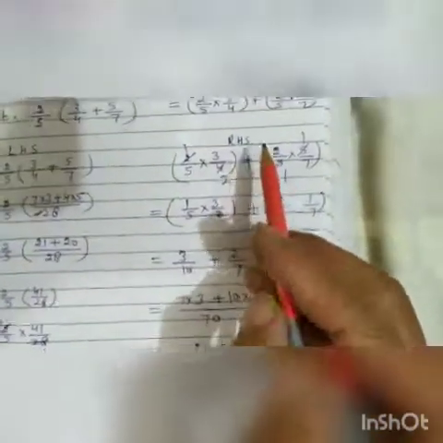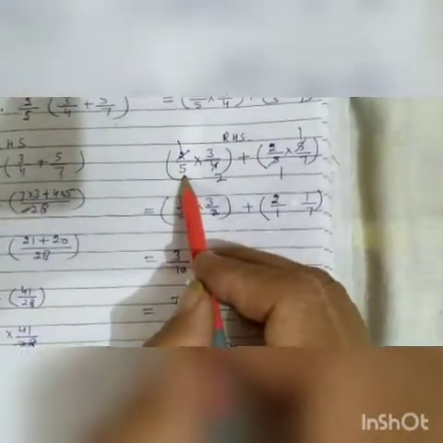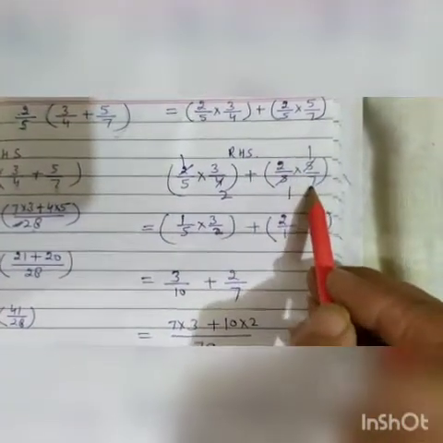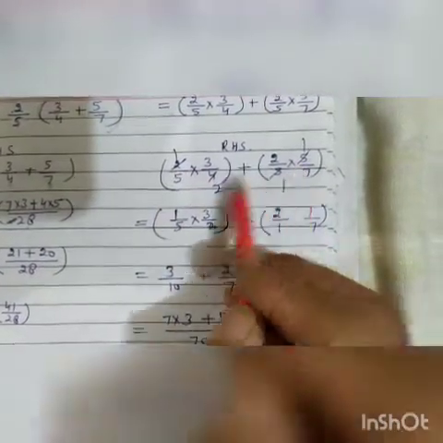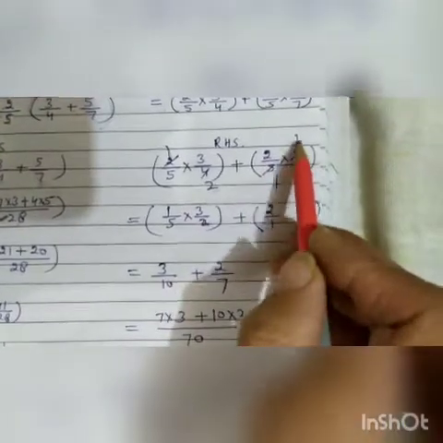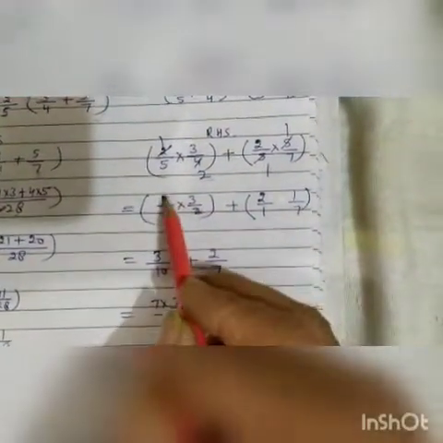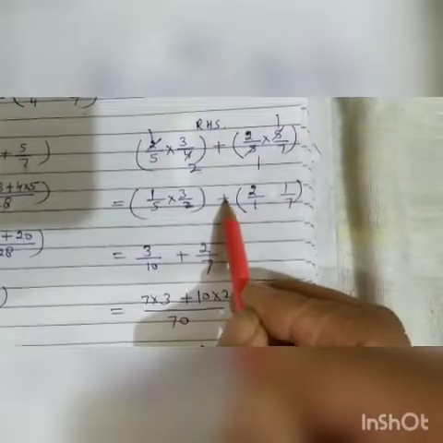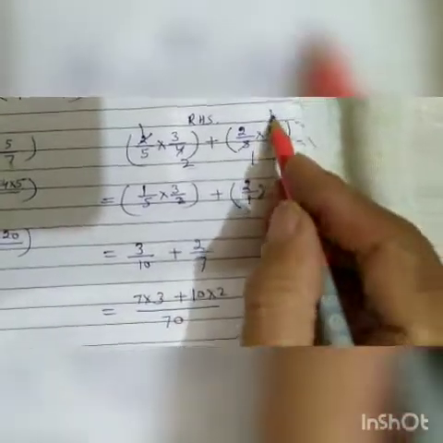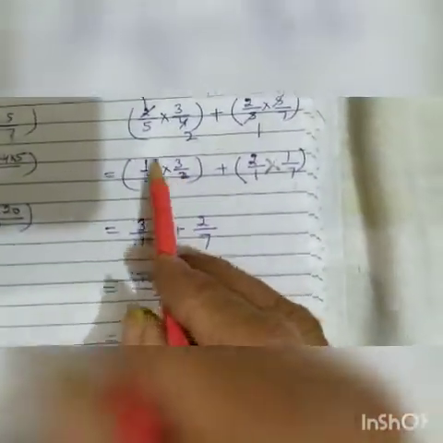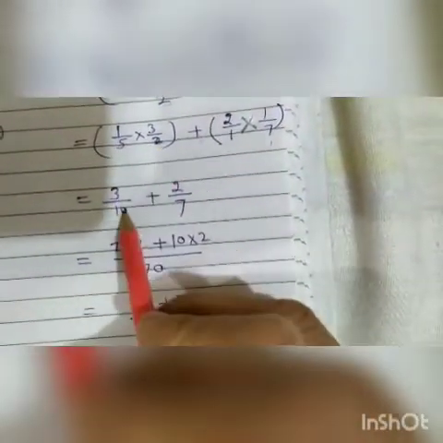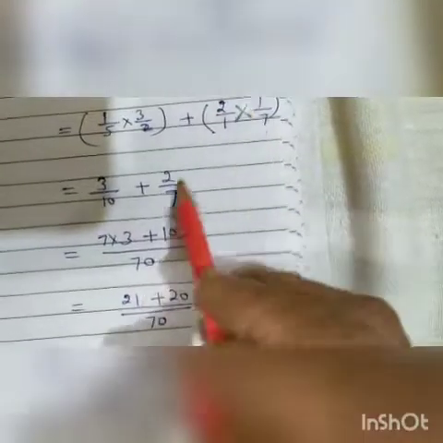Now come to the right hand side. In the right hand side, 2/5 multiply 3/4 plus 2/5 multiply 5/7. Here we can simplify in both the brackets. See, 2 ones are 2, 2 twos are 4, 5 ones are 5, 5 ones are 5. So this is 1/5 multiply 3/2 plus 2/1 multiply 1/7. Here no simplification is now possible. So multiply it: 3 ones are 3 upon 5 twos are 10 plus 2 ones are 2 upon 7 ones are 7.